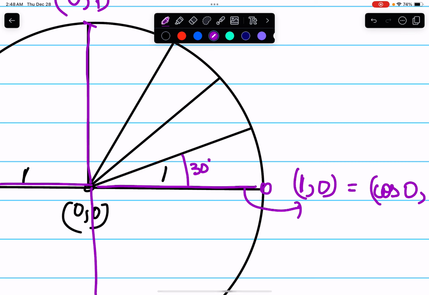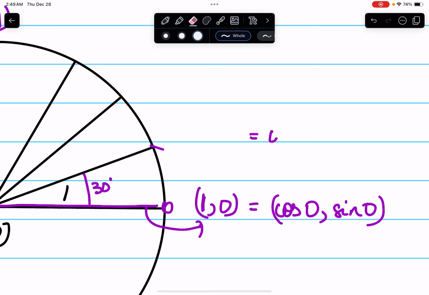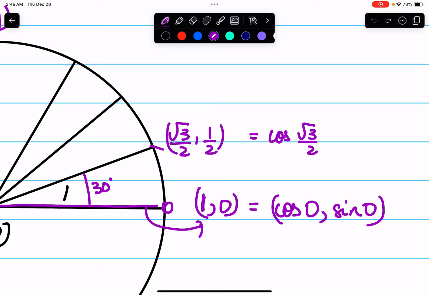So this one is, when you're at 30 degrees, you should just know that this is going to be root 3 by 2, 1 by 2. And then this is going to correspond to cosine of 30 and sine of 30. Okay?